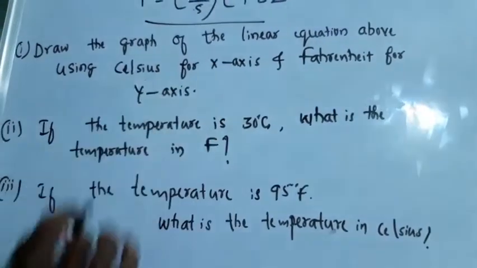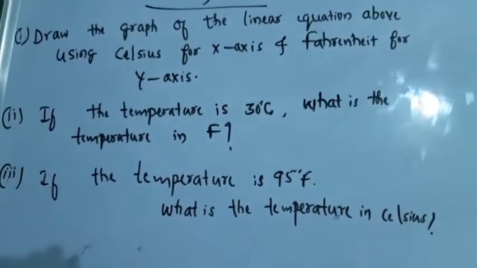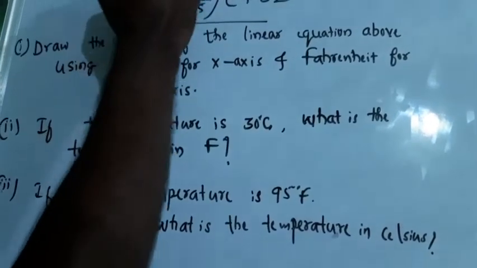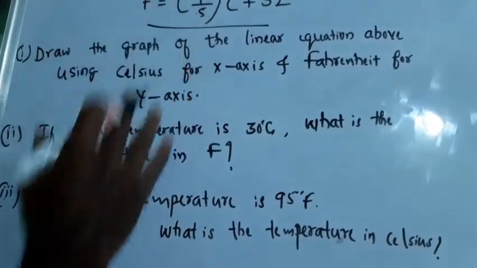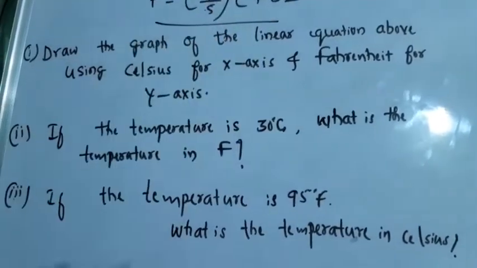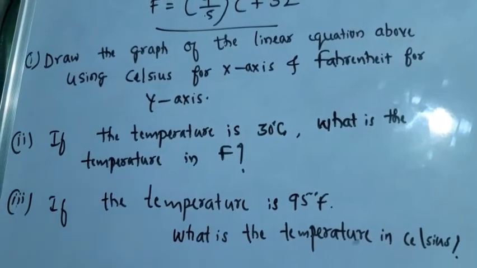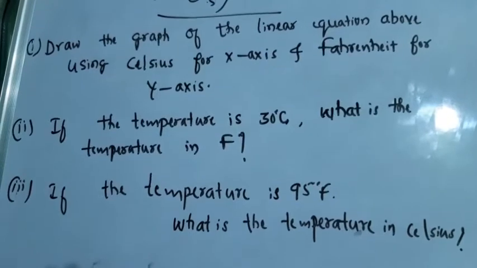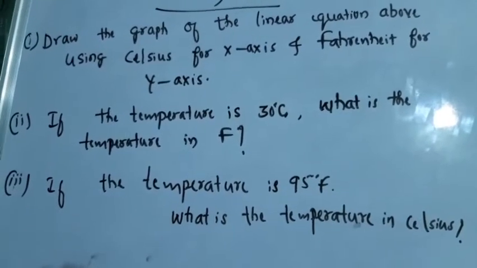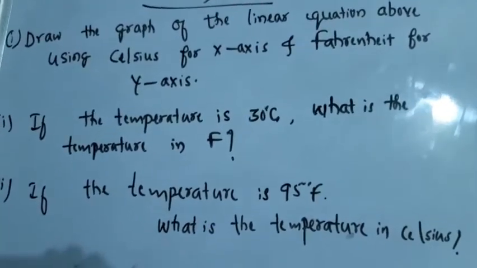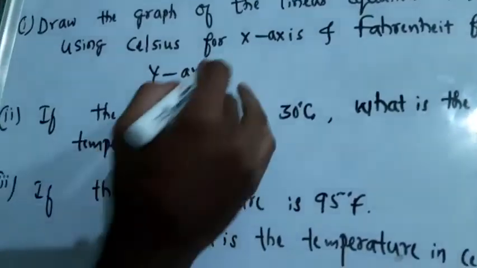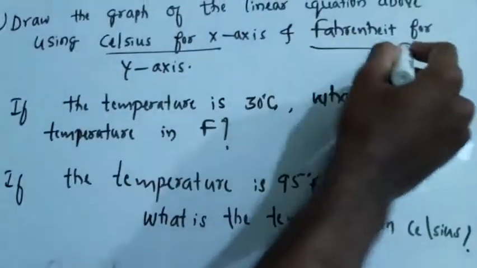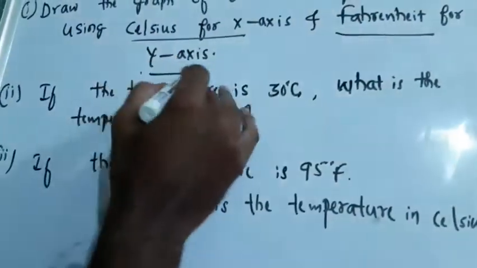See, in India, usually we measure temperature in degrees centigrade. When you travel to US and Canada, there they are going to measure in Fahrenheit, and they have given the relationship between Fahrenheit and Celsius. This is an example for a linear equation in two variables. They asked us to first draw the graph, and for that they have given a condition, that is for x-axis you need to consider Celsius, for y-axis you need to consider Fahrenheit.